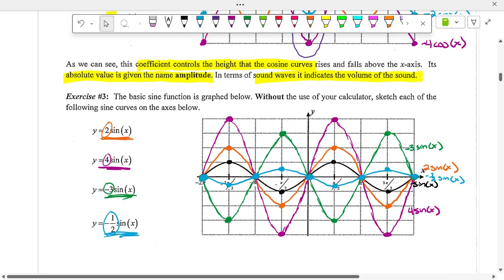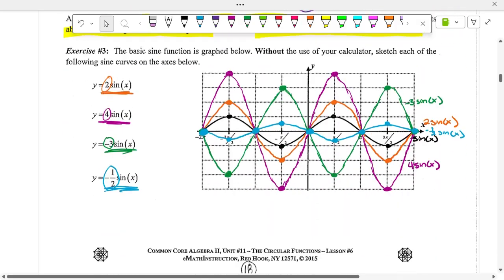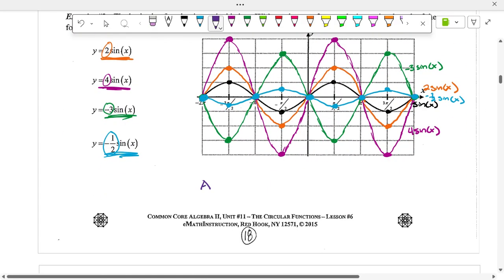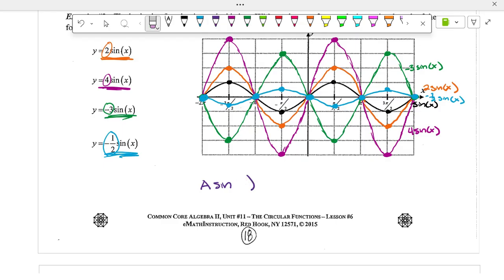So again, what the amplitude does is that it controls how high and low the graph goes, the max and the min. So the way you find the amplitude is if you're given a sine of x equal to y, or you're given y equals a cosine of x, amplitude is equal to the absolute value of a. Meaning, whatever that a value is, whether it's positive or negative, you're going to take the absolute value of it.